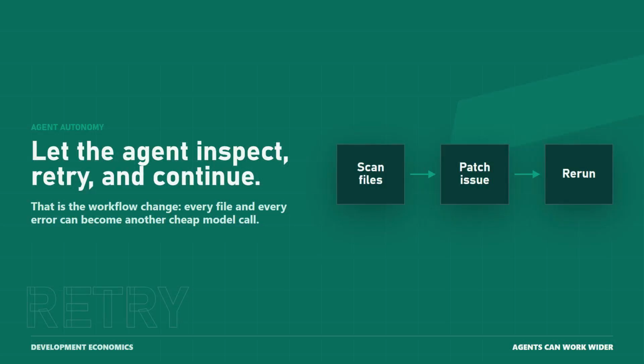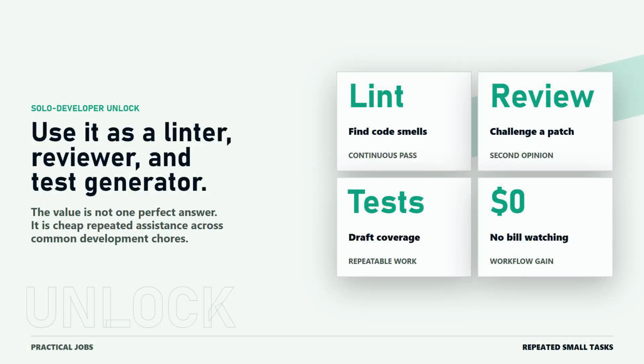Try 5 different prompts. Let the agent retry on error. Run it on every code file in your project. That changes the economics of using AI in development. Suddenly, you can use it as a linter, a code reviewer, a test generator, all without watching the bill. For solo developers and small teams, that's a huge unlock.